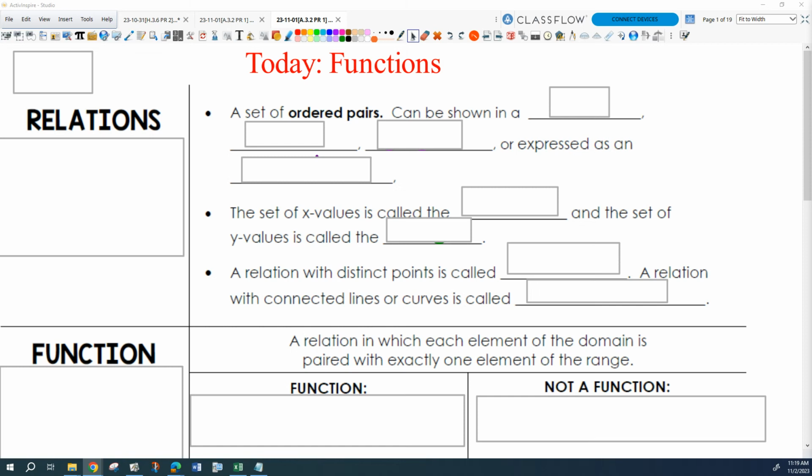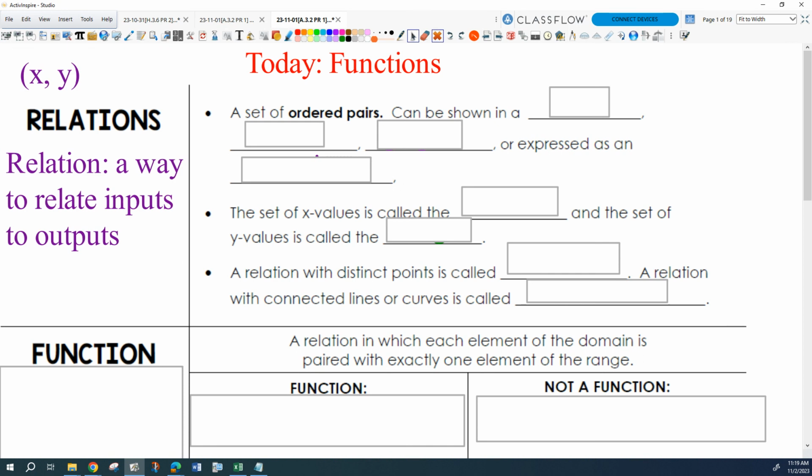So first of all, what's a relation in math? A relation, very simply, is just a way of relating inputs and outputs. That's it. So a bunch of ways we can do that. And if we look at ordered pairs, the input is the x value, the output is the y value, right?